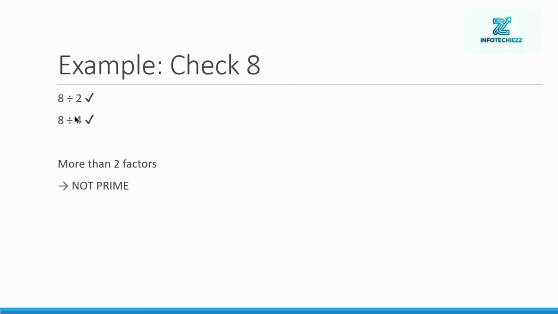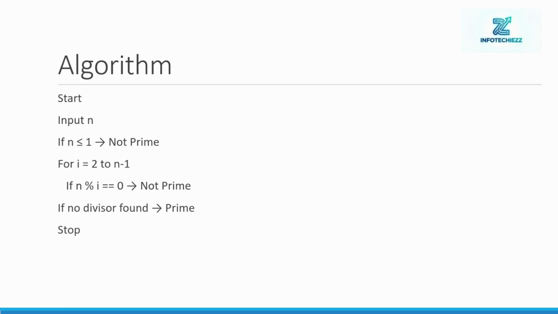And 8 will be divisible by 2 and 4 also. And 8 is also divisible by 1 and 8. So it has 4 factors, which is more than 2 factors. Our prime number should have only 2, right? But here we have 4 factors. So this is not a prime number.